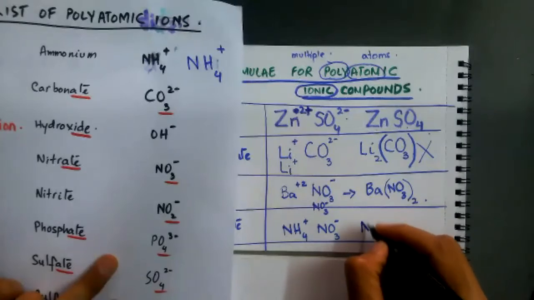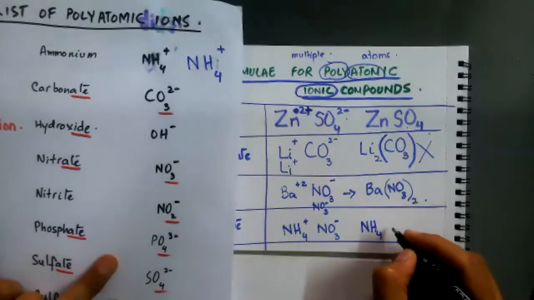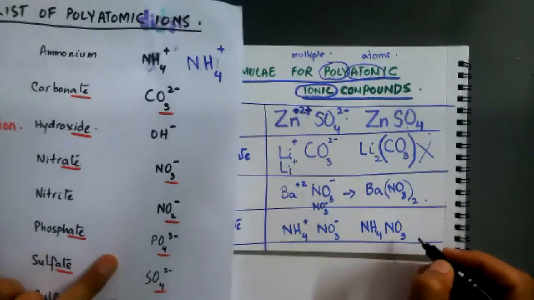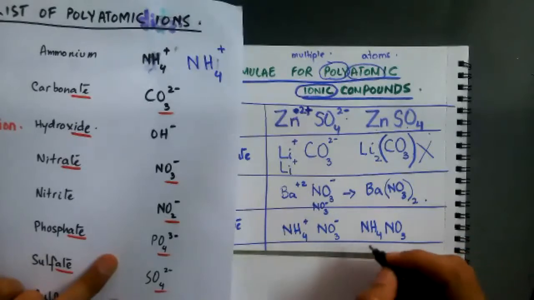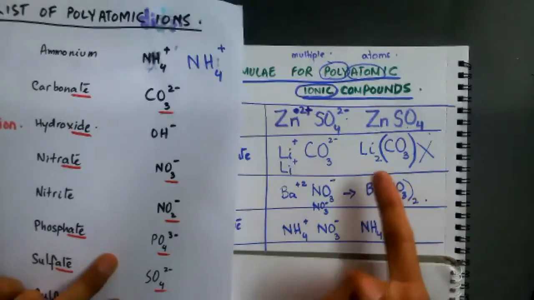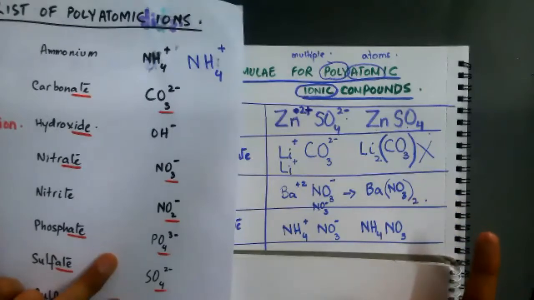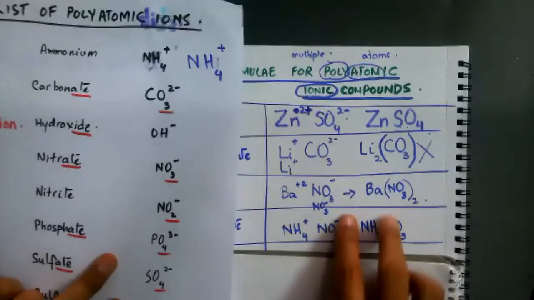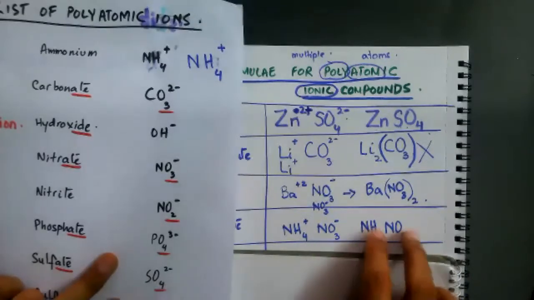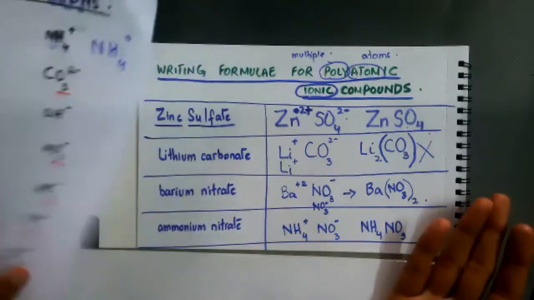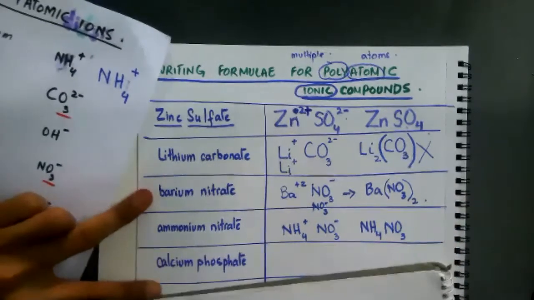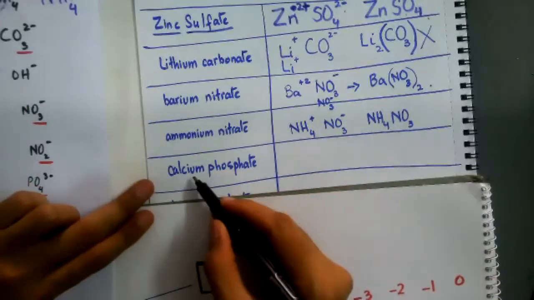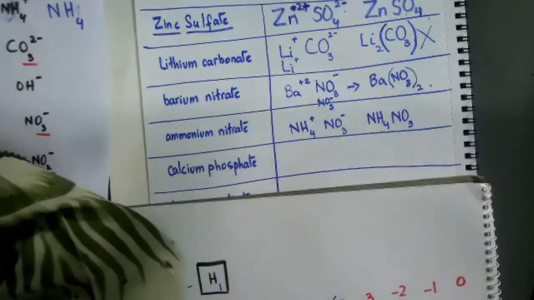It's NH4. And NO3. Do I put brackets? No, because both of them are one. They're not more than one. So no need. Yeah, if there were two nitrates or more than one ammonium, then we could have used parentheses or brackets. But because they're only one, we don't need. Okay, did you understand? Okay, let's do just one more. Okay, calcium phosphate. Sabiha.